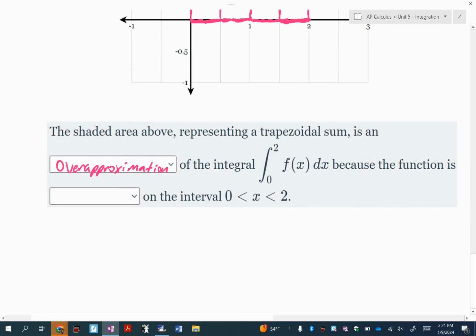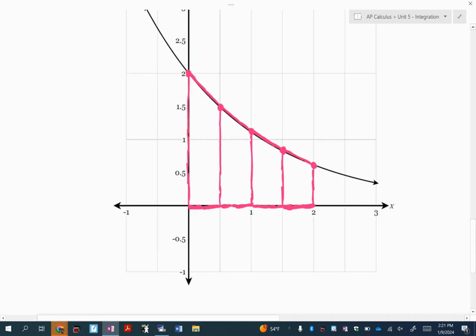Remember something else we talked about last semester? Yes, well done. We're going to be talking about concavity, right? Concave up or concave down. So how would you describe this one?